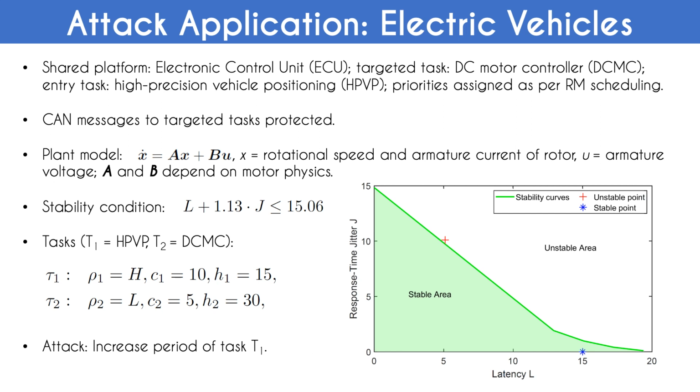The first application is electric vehicles. So the plant model is very similar, as I've shown earlier. Here X is the rotational speed and armature current of the rotor, U is the armature voltage, and A and B depend on the motor physics. So they assumed some values of A and B, and they came up with this equation of stability. And for tasks T1, they assumed some predefined priority and computation time as well as period. The goal of the attack here was to increase the period of the non-critical tasks. Here the non-critical task was the vehicle positioning system.